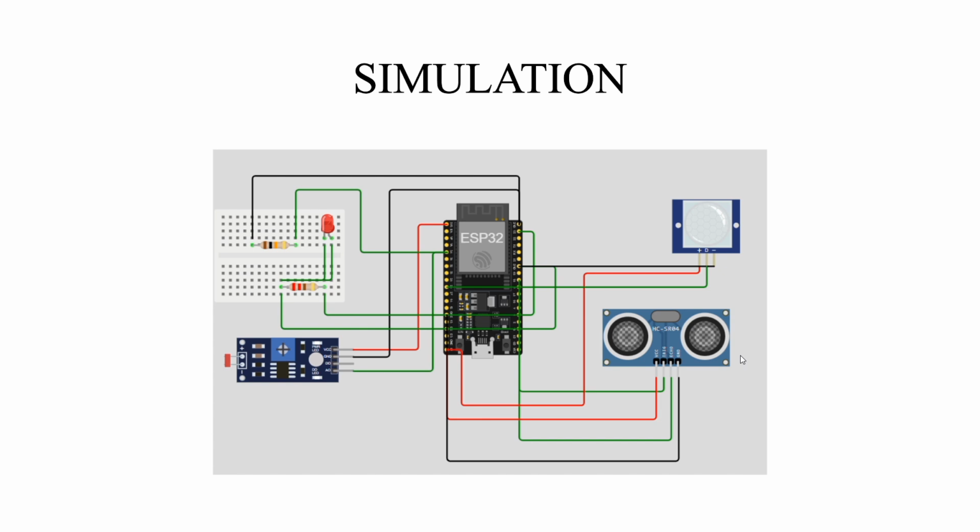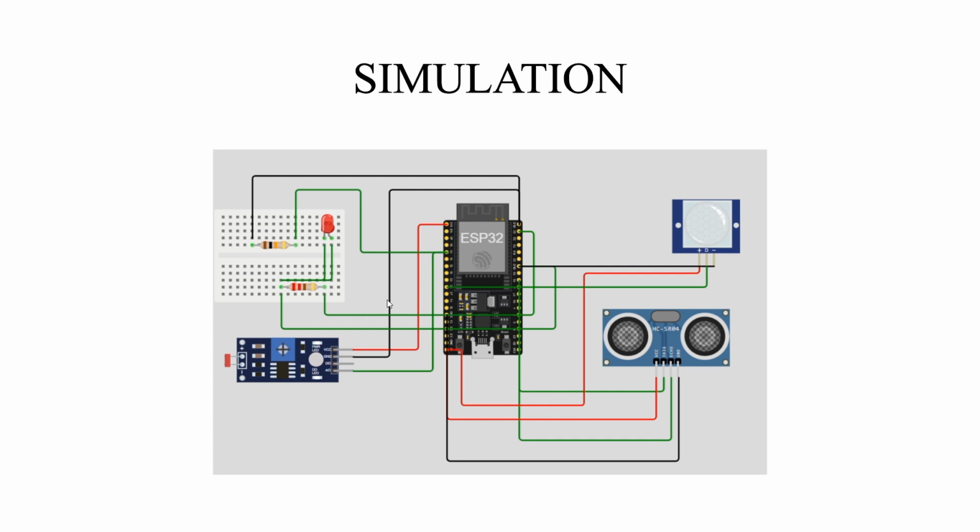These are all connected to the ESP32 via connections. The ESP32 has 38 pins. Here the LED's anode is connected to a general purpose input and output pin. Then the LDR sensor's VCC is connected to 3.3 volt and it is grounded.